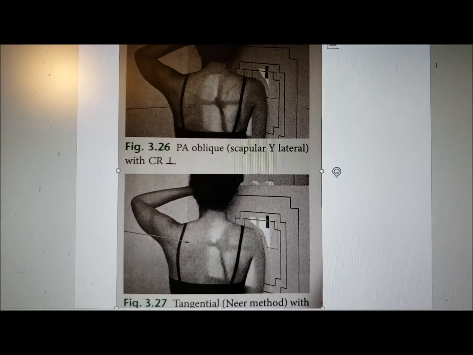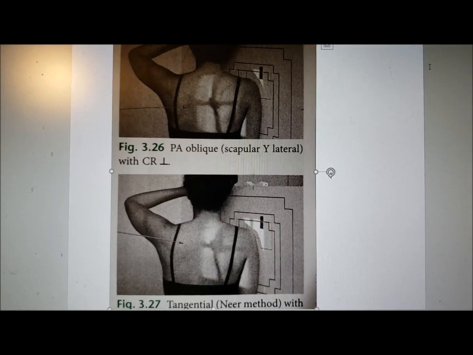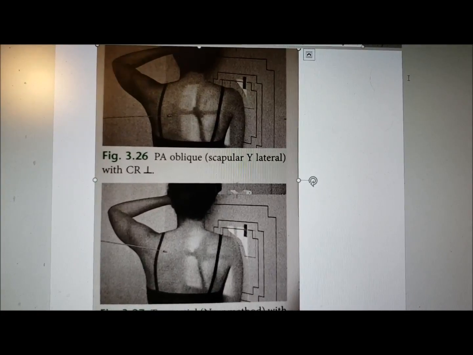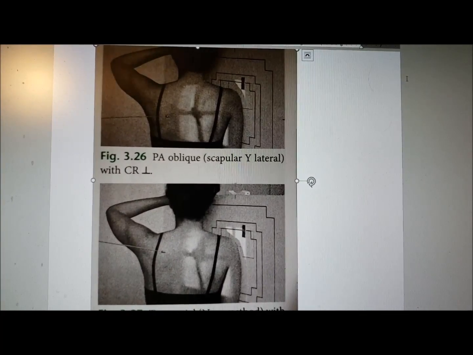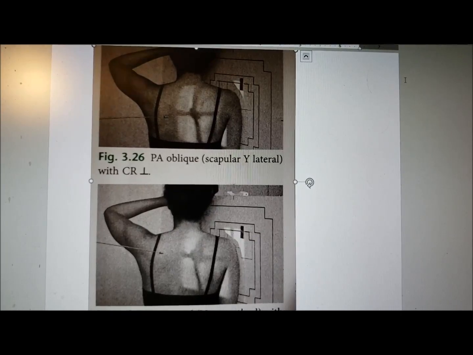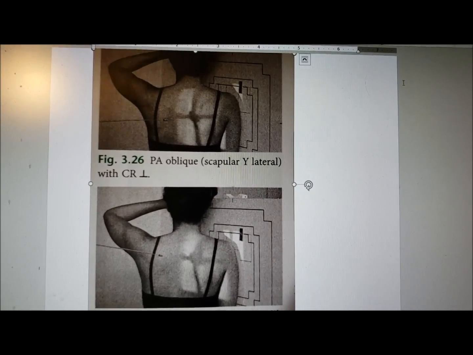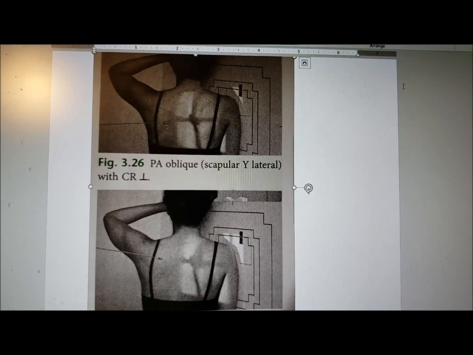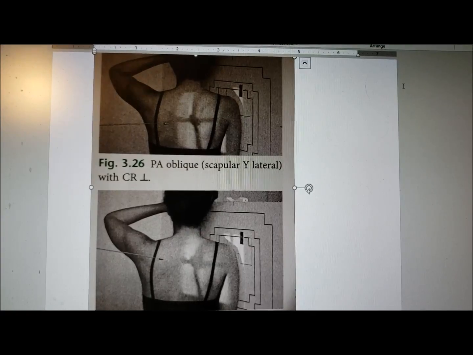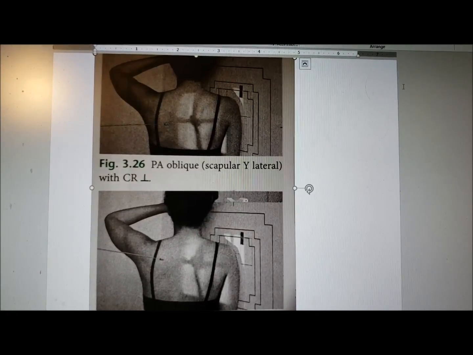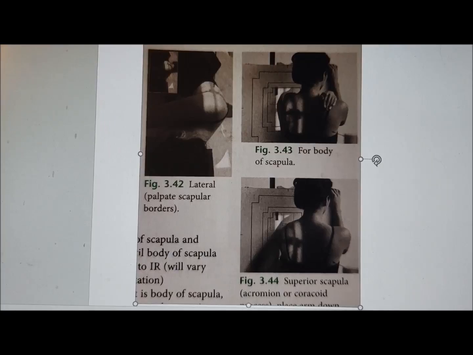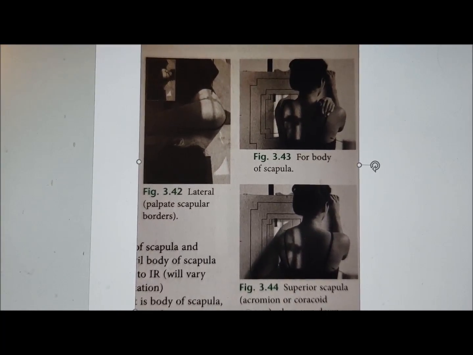Next position is the scapular Y, but this one is for trauma. The technique I would use is about 80 kV and 10 mAs. This is to view the scapular Y. In this image, it would give you a true lateral view of the scapula. The projection is PA. You would rotate the affected shoulder into a 45 to 60 degree posterior oblique for a lateral scapula. The unaffected arm would be in front of the patient and the affected arm side would be down.